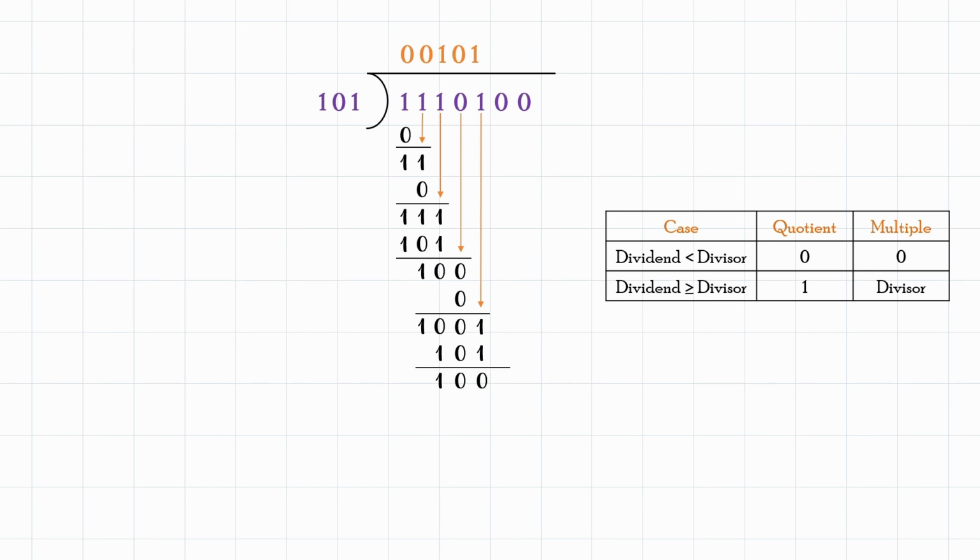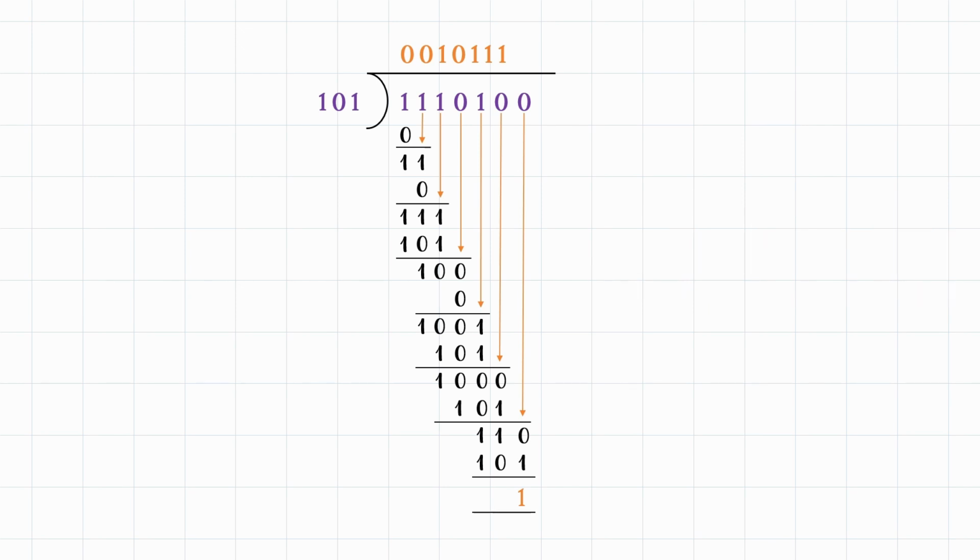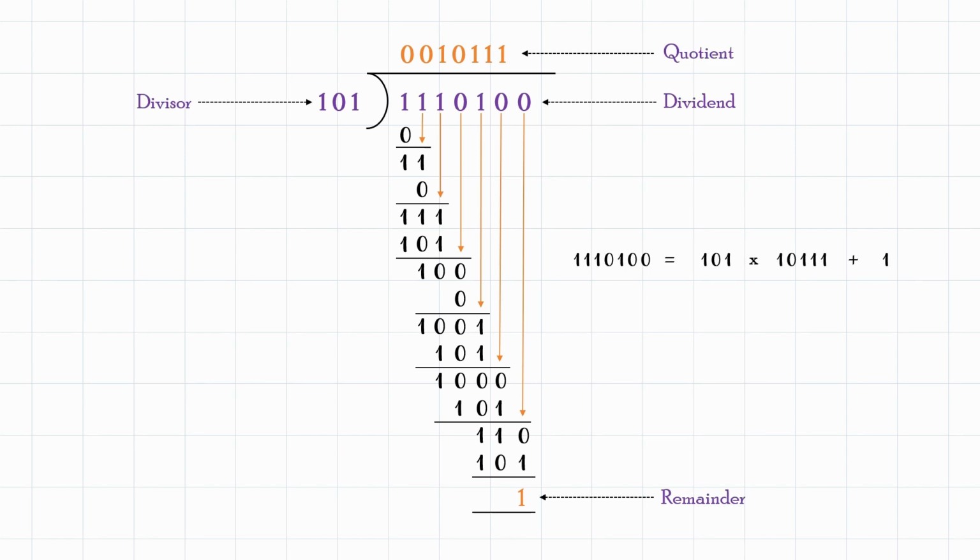Subtract and we get 1000, which is greater than the divisor. So place a 1 in the quotient column and continue. Next we get 110, which is again greater than the divisor. So again place a 1 in the quotient column. Subtract and we get 1. Since the digits of dividend are now completed, that's the end of division. You can verify the division using the previous formula. As always, if in doubt, convert to decimal and cross-check.